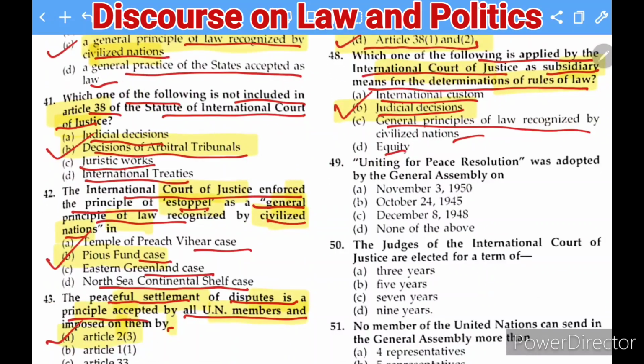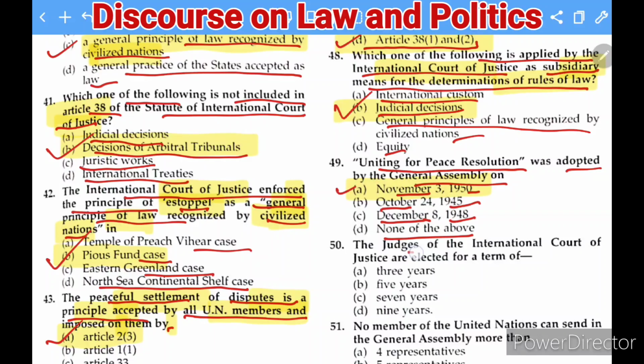Next question. The Uniting for Peace resolution was adopted by the General Assembly on when? The options given are November 3, 1950, October 24, 1945, December 8, 1948, and none of the above. Just tell me which is the right answer. The right answer is November 3rd, 1950.